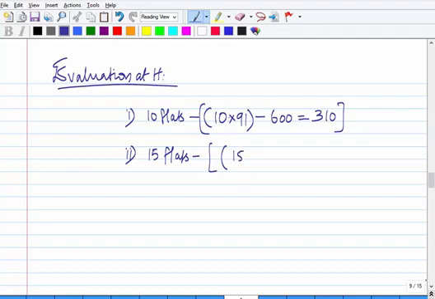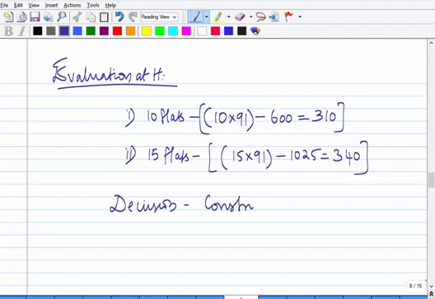15 flats can be sold for 91, and here there's no question of rent because construction itself happens after 1 year, minus investment of 1025. So the net benefit happens to be 340. So now we are at H, which is a decision node. We have to select the highest. Decision is construct. How much? 15 flats, so that we get a net benefit of 340 because that happened to be highest.